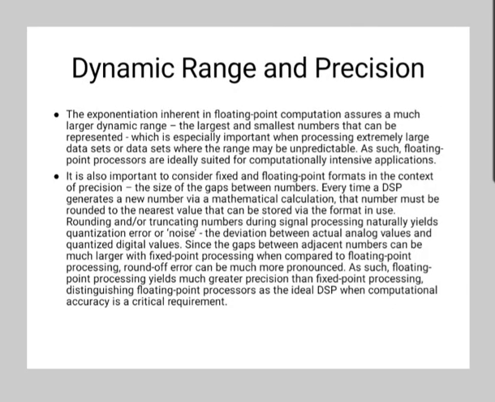Next is the dynamic range and the precision. The exponent inherent in floating point computation assures a much larger dynamic range, the largest and the smallest number that can be represented, which is especially important when processing extremely large data sets or data sets where the range may be unpredictable. As such, floating point processors are ideally suited for computationally intensive applications. It is also important to consider fixed and floating point formats in the context of precision, the size of the gap between the numbers. Every time a DSP generates a new number via a mathematical calculation, that number must be rounded to the nearest value that can be stored via the format in use.